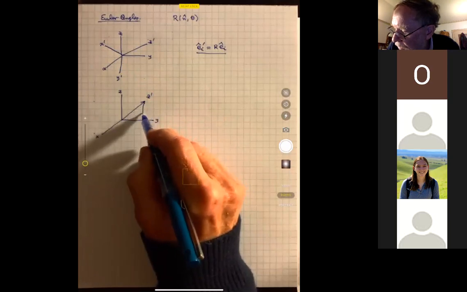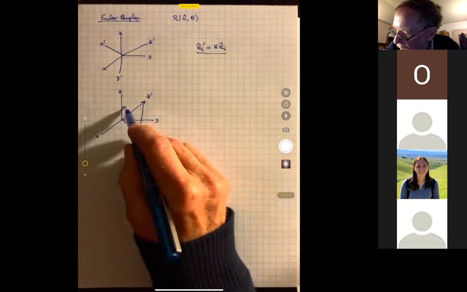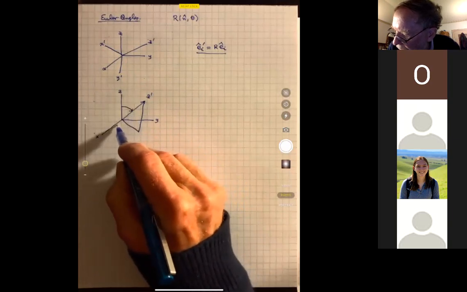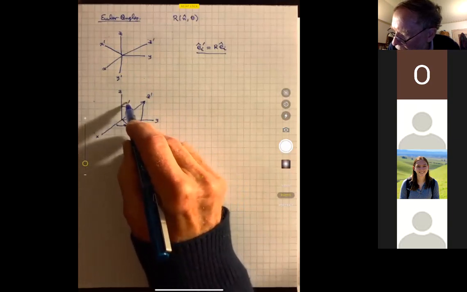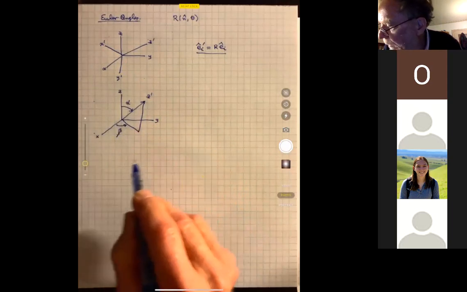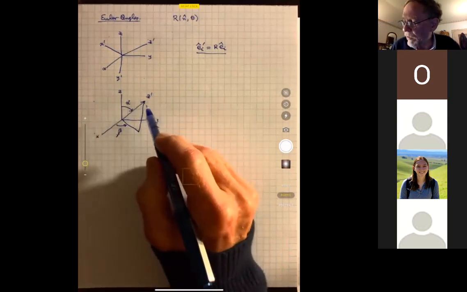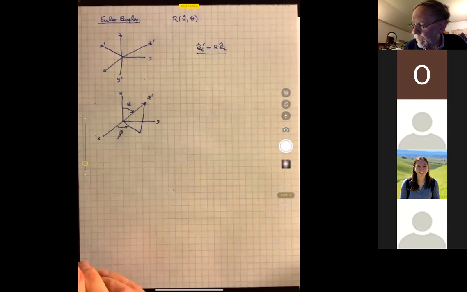Well, one way to do that is just to introduce the usual spherical coordinates for the direction of Z prime. There's a polar angle and there's an azimuthal angle. Let's call the polar angle alpha and the azimuthal angle beta like that. Okay. I'm not going to call them theta and phi, but that's basically what they are. They're the theta and phi of the Z prime axis.